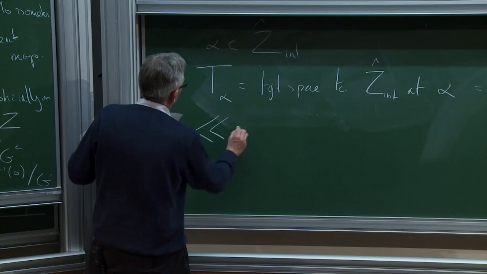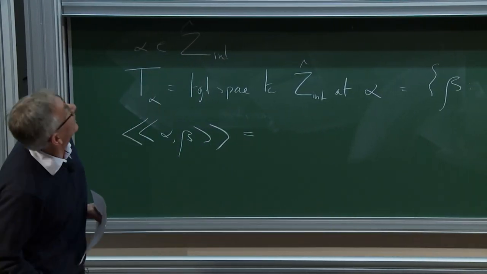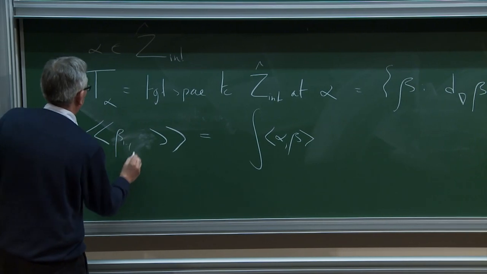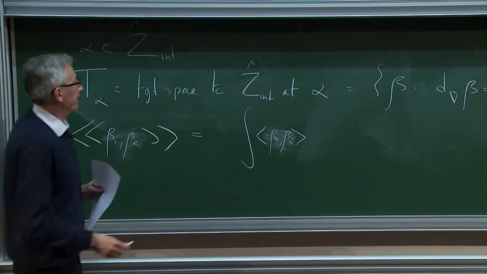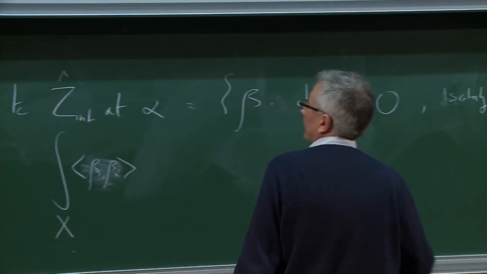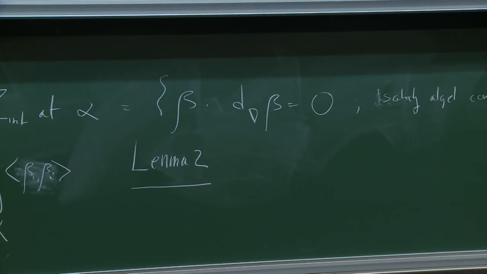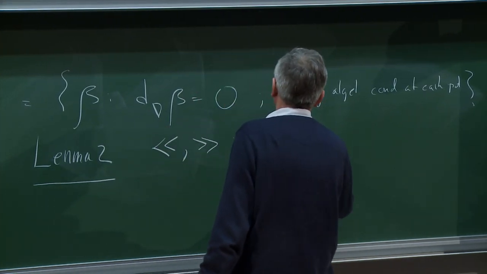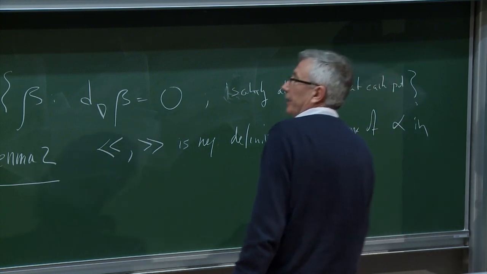So we define a Hermitian form on such a thing, given by just integrating the construction we made pointwise. Let's just say this, beta 1, beta 2. This thing is a volume form, so we can integrate it over X. So lemma two, which is really the crucial statement, is the same statement as we made in the finite-dimensional situation. Lemma two says that this thing is negative definite on the orthogonal complement of alpha in this tangent space.